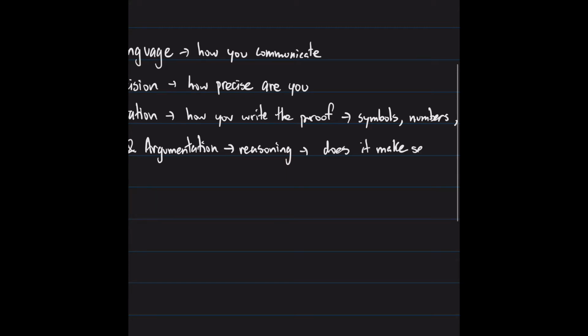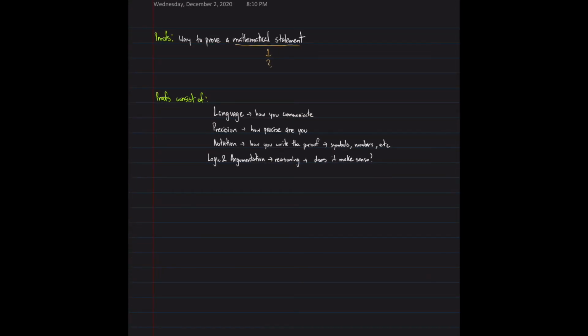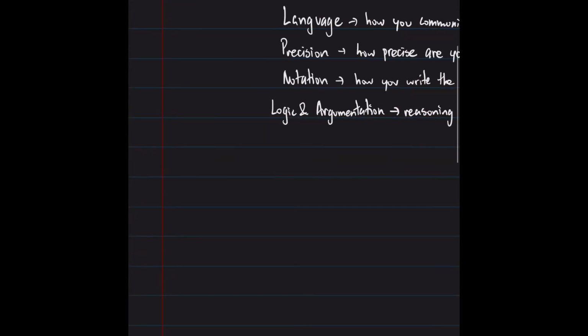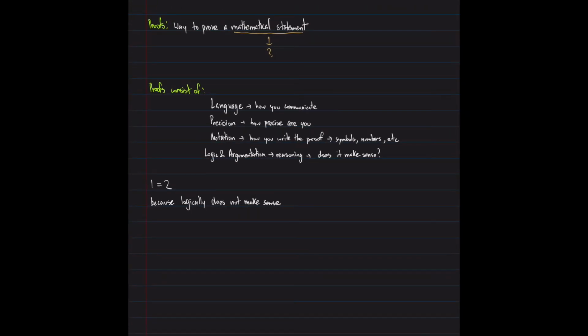For example, if I said 2 is equal to 1, does that make sense logically? No, because they're two independent numbers. 1 is its own number and 2 is its own number. They're not equal to each other, so that logically does not make sense, right? I can't say 1 is equal to 2 because logically it does not make sense.